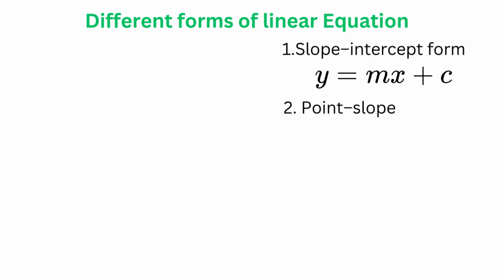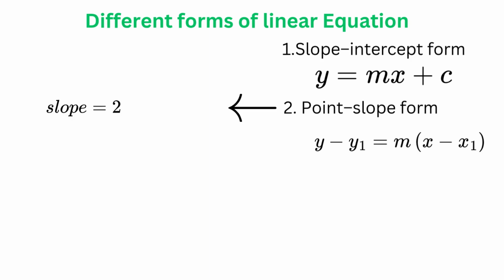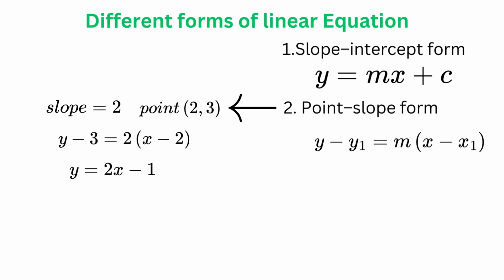It's written as y minus y1 equals m times (x minus x1). You use this form when you know one point on the line, and its slope. Let's take an example. Suppose the slope of the line is 2, and it passes through the point (2, 3) on the graph. If we substitute these values, we get y equals 2x minus 1. And that's our equation in point-slope form.